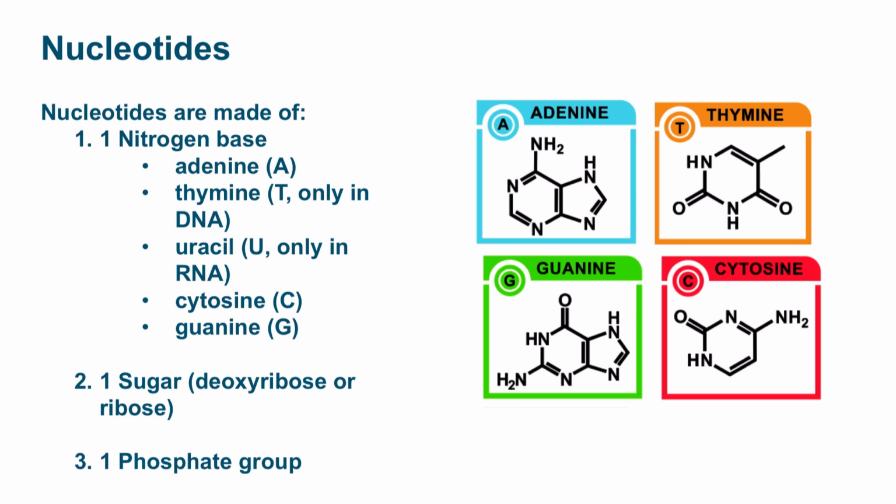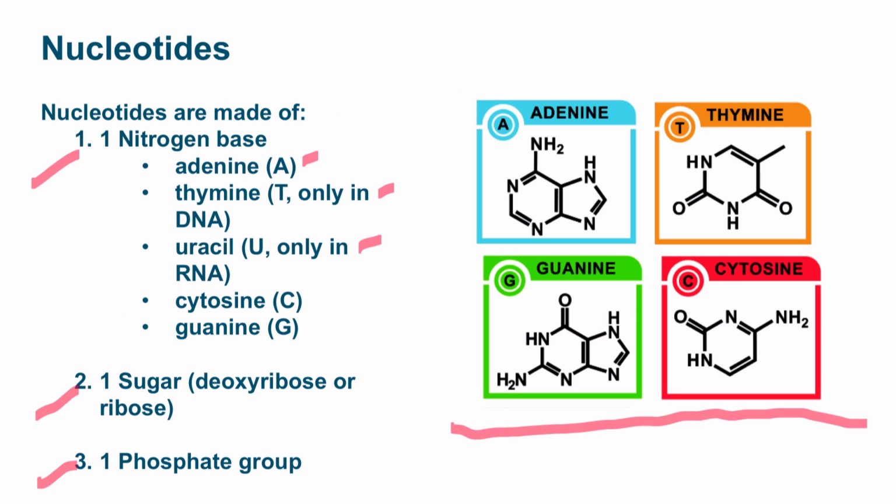So nucleotides are nucleic acid monomers, and there are actually 5 types. 4 of them are shown here. And each nucleotide has several basic parts. It's got a nitrogen base, a sugar, and a phosphate group. So there are 5 types of nitrogen bases: adenine, thymine, which is only found in DNA, uracil, which is only found in RNA, cytosine, and guanine.